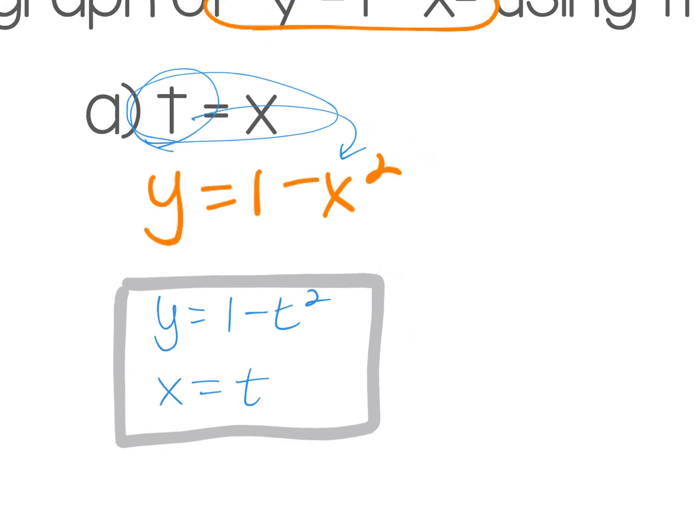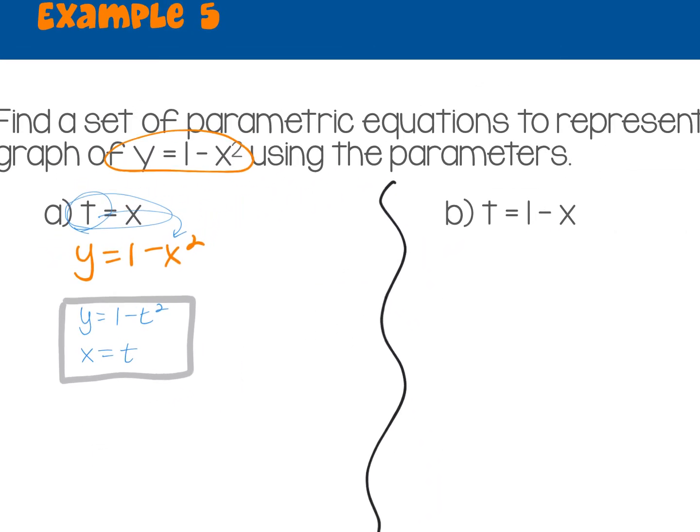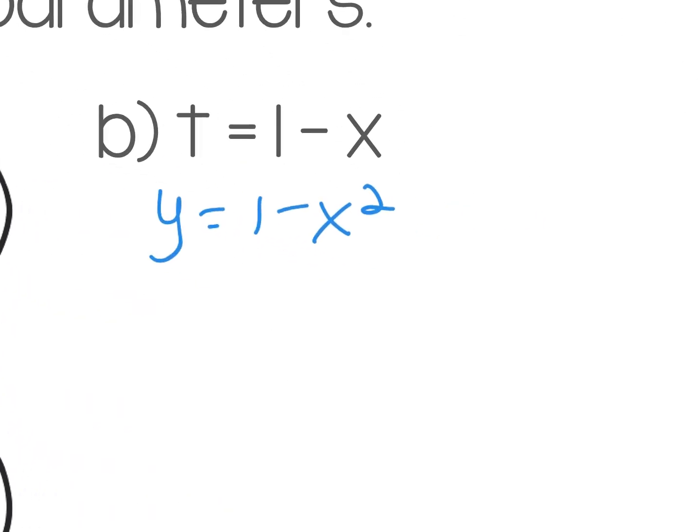Okay, so then B is a completely separate question. Same set of instructions. Find the set of parametric equations to represent the graph of y equals 1 minus x squared using the parameters. And here's the y equals 1 minus x squared now goes with t equals 1 minus x.